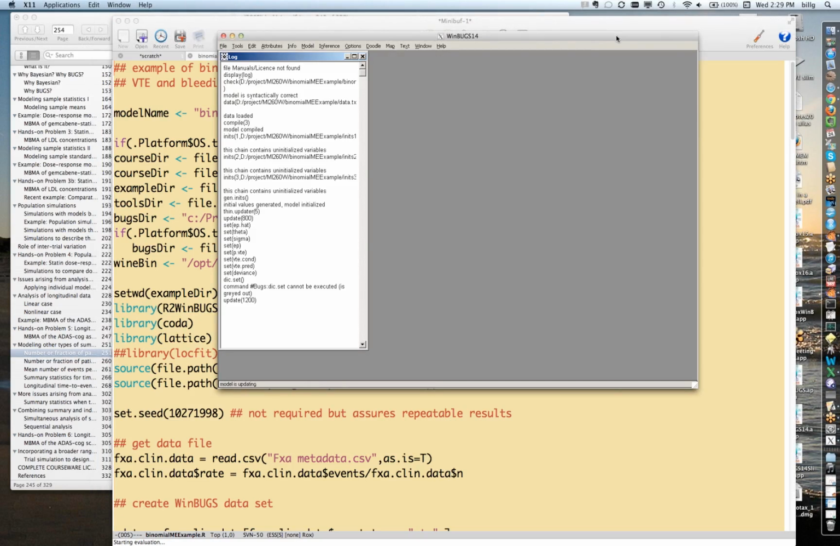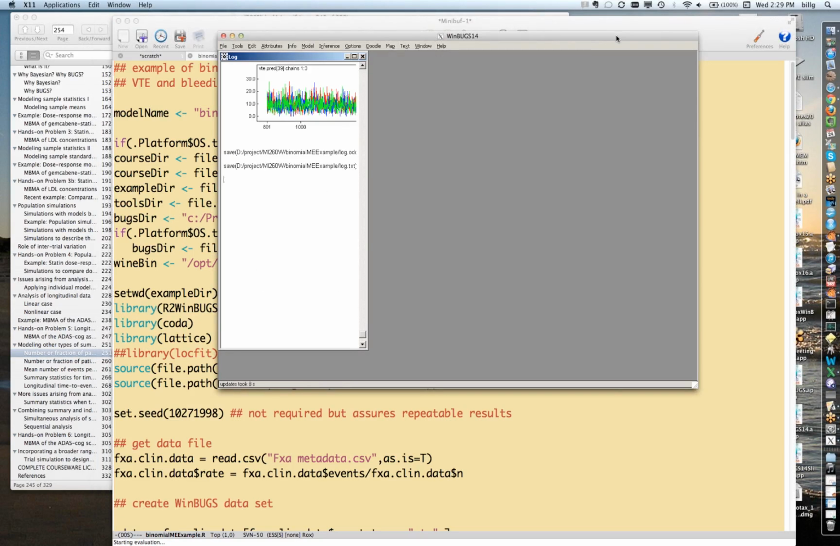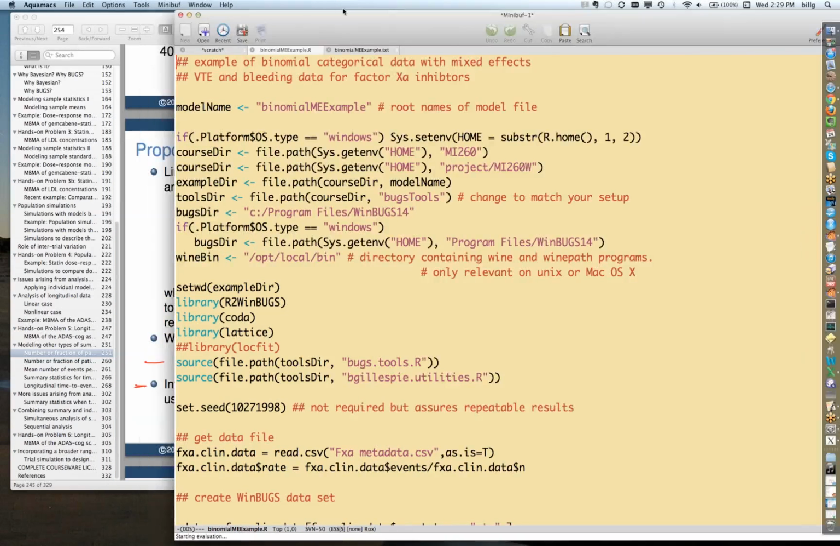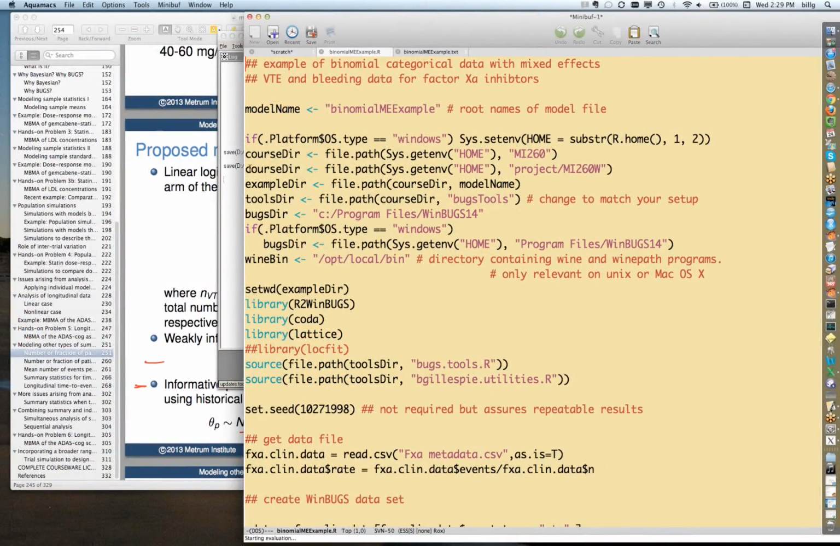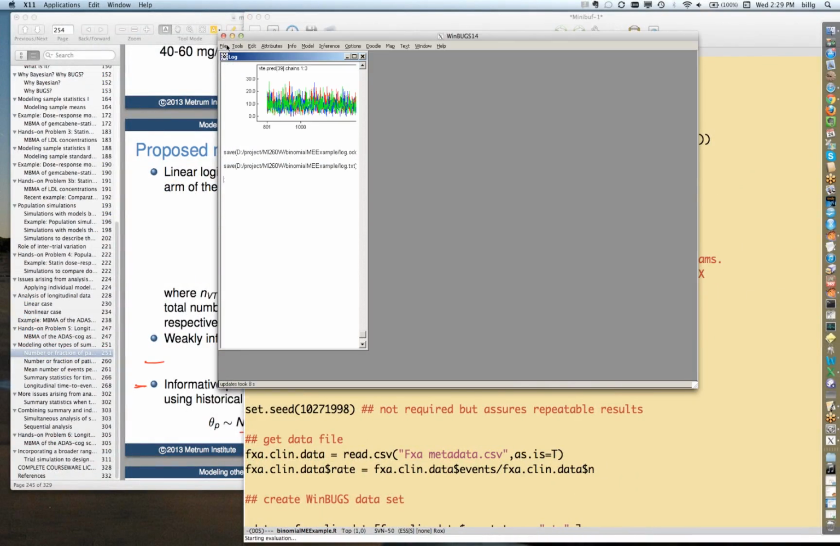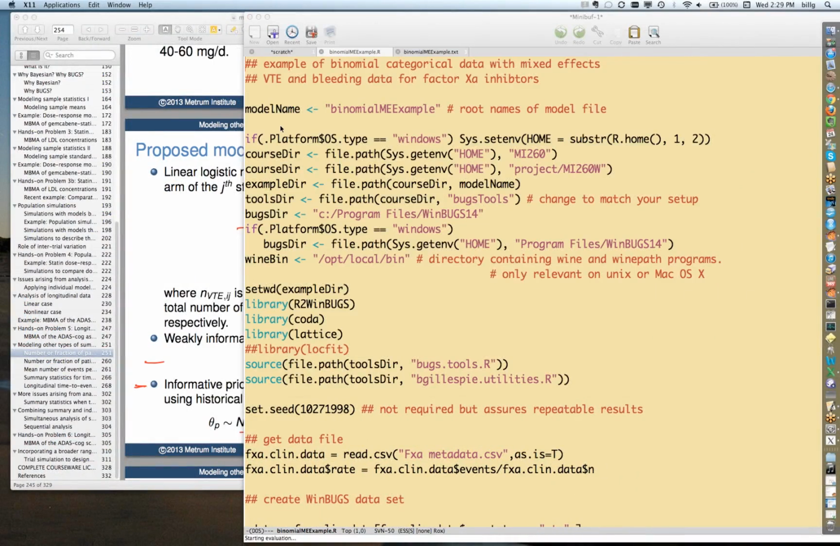I just noticed the version I sent out to you is probably the same as this one, and it's set up with the course directory assigned to the name that I use on my machine. It doesn't take very long at all. It's already done. So you'll want to, where I've got course dir equals this file path with home and project slash MI260W, comment that line out to make it work on your machine. Okay, so it seems to have finished. Let's go ahead and exit and let it finish.